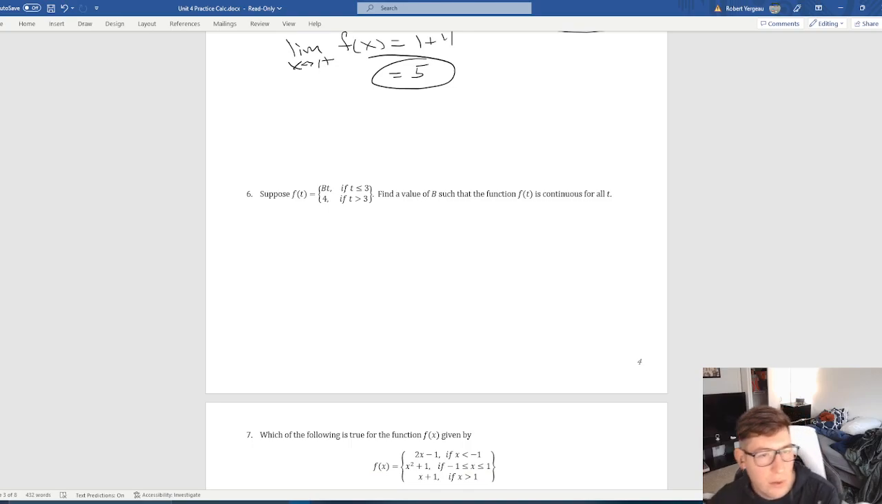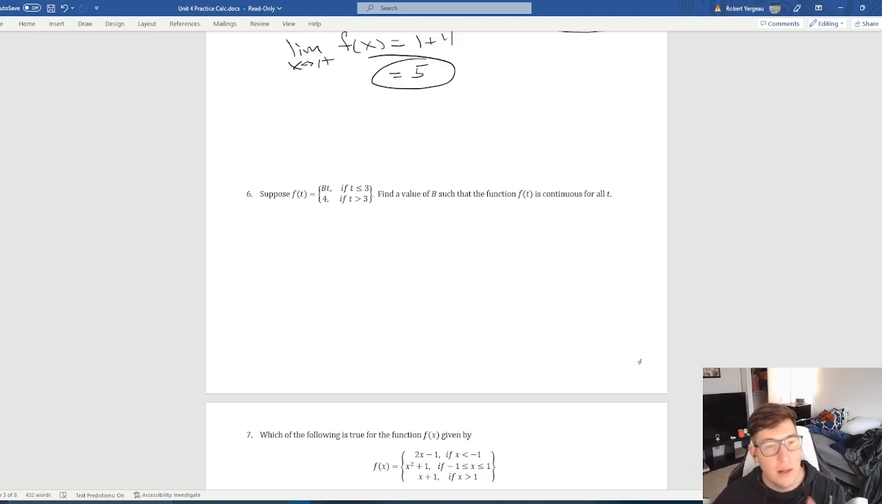Now for 6, suppose we have this piecewise. We have bt if t is less than or equal to 3, and we have 4 if t is greater than or equal to 3. Find a value of b such that the function f of t is continuous for all of t. Now, we 100% have not done a question like this. However, we know what it means for this to be continuous, right?